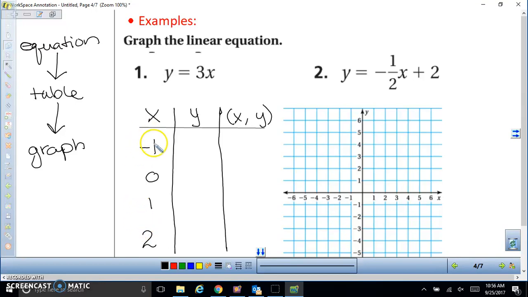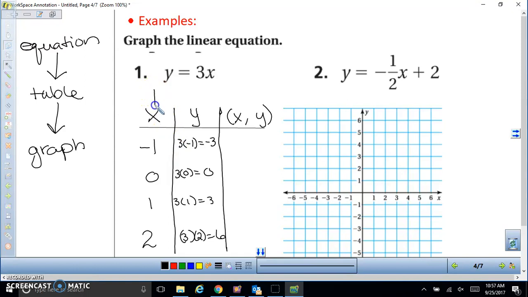What this means now is I'm going to plug -1 in for x. So this is 3 times -1 equals -3. Plug 0 in for x. 3 times 0 is 0. Plug 1 in for x. 3 times 1 is 3. Plug 2 in for x. 3 times 2 is 6.